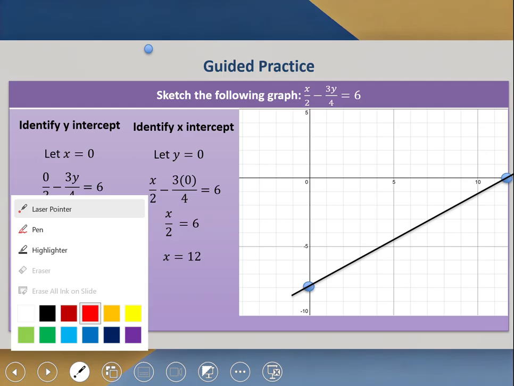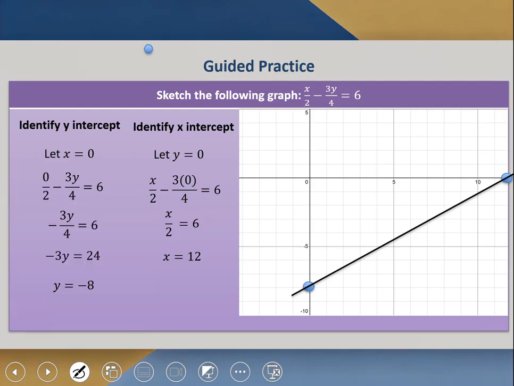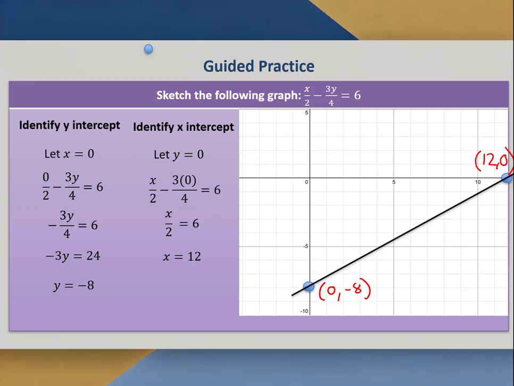Just make sure that when we are drawing, so sketching our graph, you need to label everything. So here I'm going to say when x is 0, y is negative 8, and when x is 12, y is 0. So I'm making sure that I am labeling my intercepts.